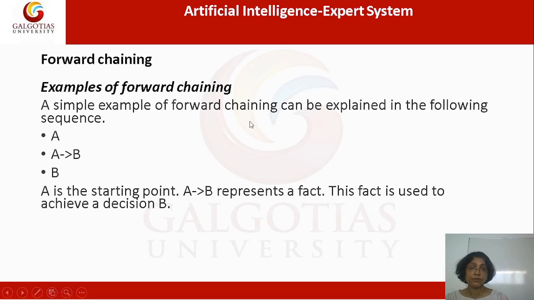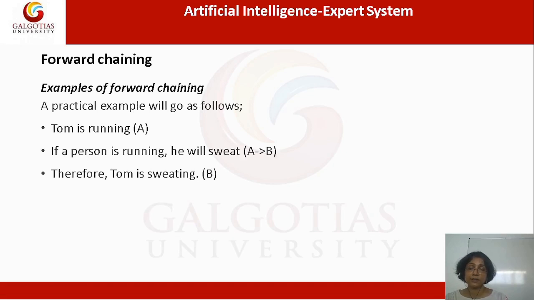A simple example of forward chaining can be explained by the following sequence. Suppose we have a fact A, then another fact A determines B, and from these two we are going to deduce another fact, that is B. So A is the starting point. A determines B represents the facts. These facts are used to achieve a decision B. For a practical example, you can consider A as: a person is running, which is the initial point. Then another fact: if a person is running, he will sweat, that is B. And from this you can always have a decision, like Tom is sweating.